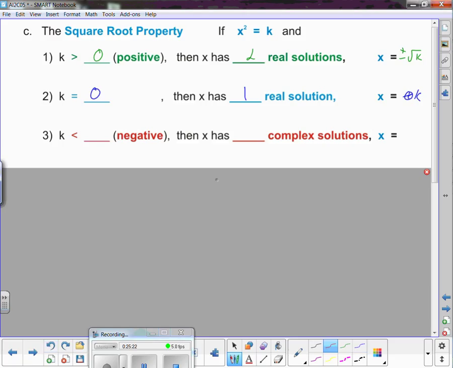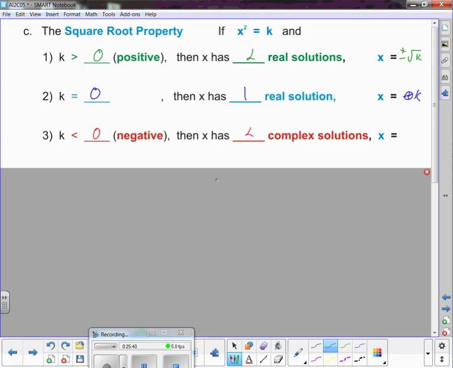Okay, what's the third scenario? When k is less than 0, meaning it's negative. So again, think for a second. This is a negative radicand. Isn't that what we just did? A negative radicand, and we said that's an imaginary number.